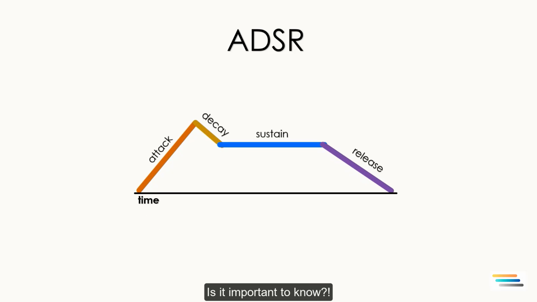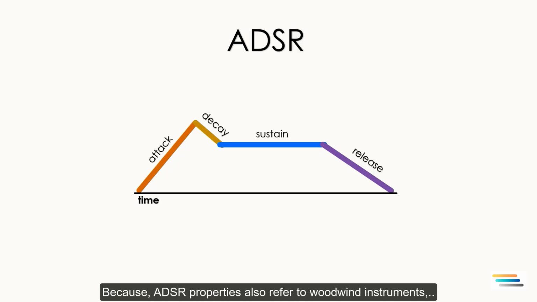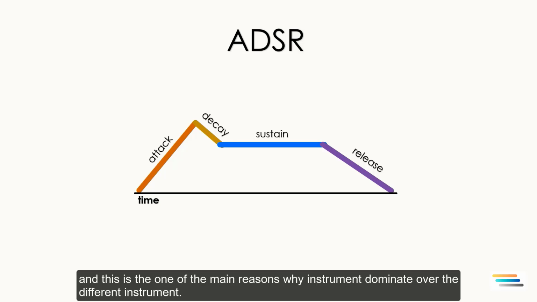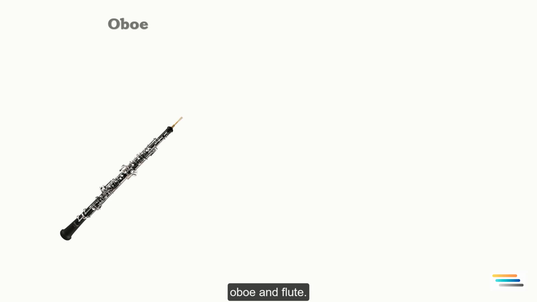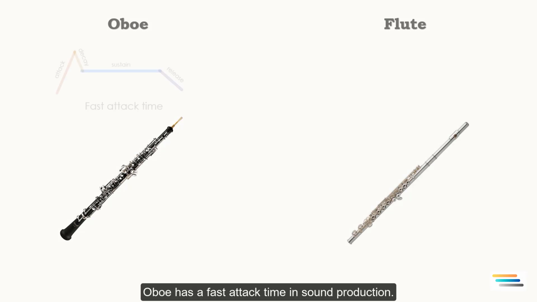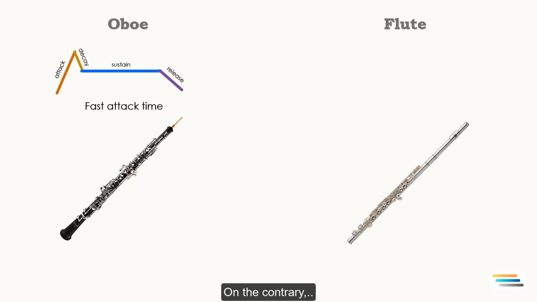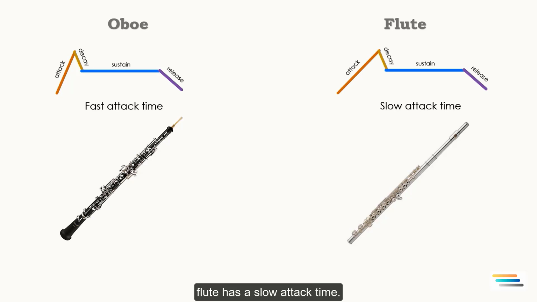You can ask me, is it important to know? Answer is yes, because ADSR properties also refer to woodwind instruments. And this is one of the main reasons why instruments dominate over the different instrument. For example, oboe and the flute. Oboe has a fast attack time in sound production. On the contrary, flute has a slow attack time. Let's listen. You will understand what I mean.